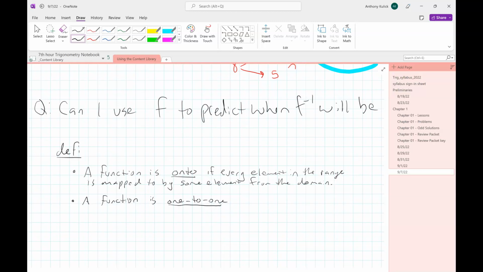We say that a function is one-to-one if every element in the domain maps uniquely to a distinct element in the range.